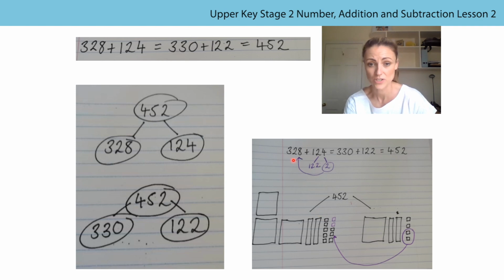What you might have done is this kind of working where we've worked horizontally. And can you see that partitioning there? We've partitioned 124 into 122 and 2 because we wanted to redistribute that 2 over here to the 328 in order to make a much easier calculation. 330 add 122. Whichever way you represented it, well done for thinking deeply and for getting the right answer.